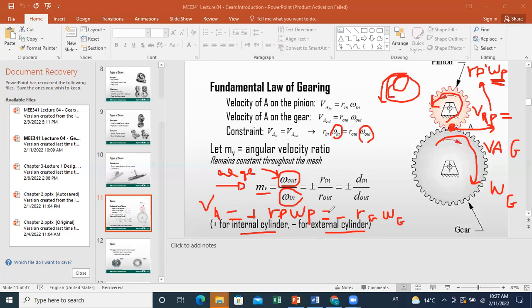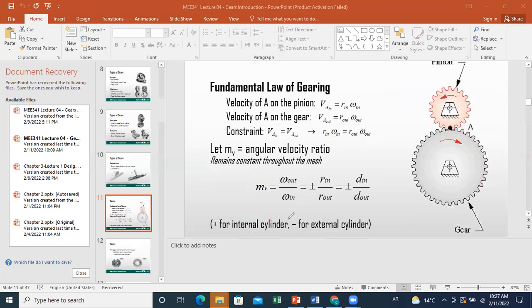So this is why here we'll take a general case, and we'll express omega as algebraic values. Whenever we have an internal configuration, omega out and omega in will have the same algebraic sign. So this is why the ratio mv for internal cylinders will be positive, while if we talk about external cylinders, this ratio will be negative.